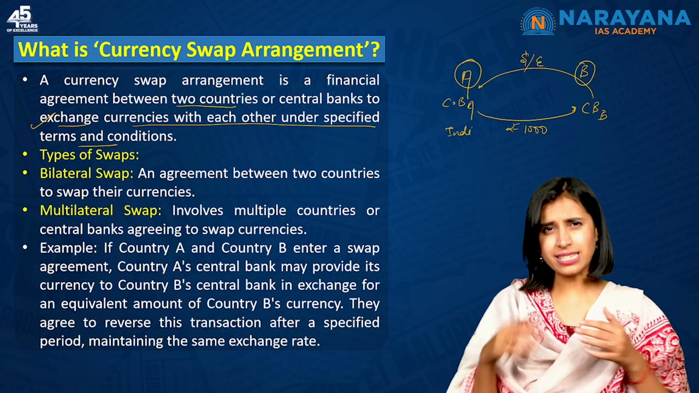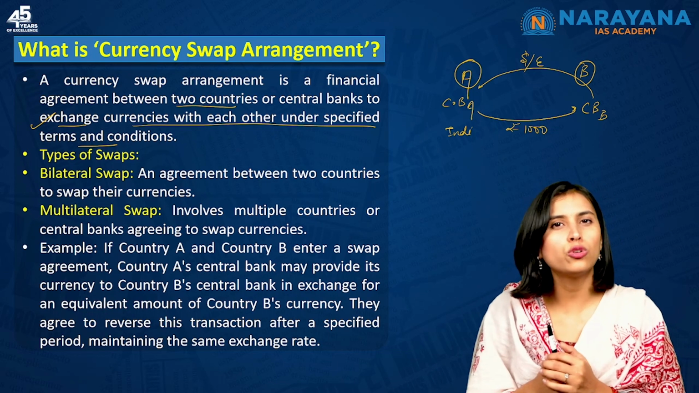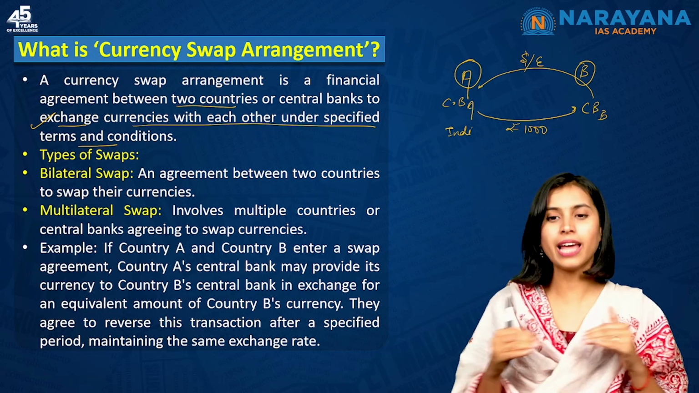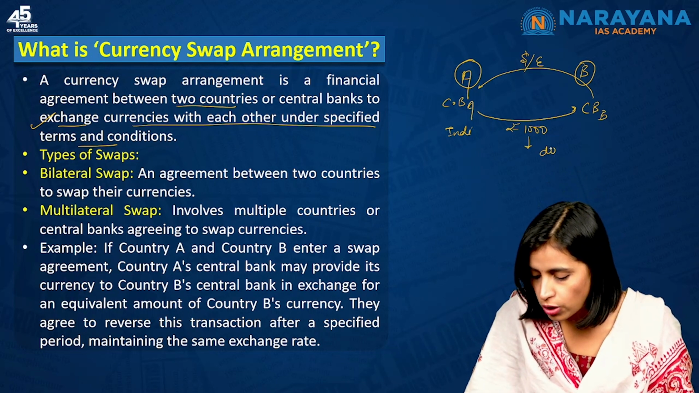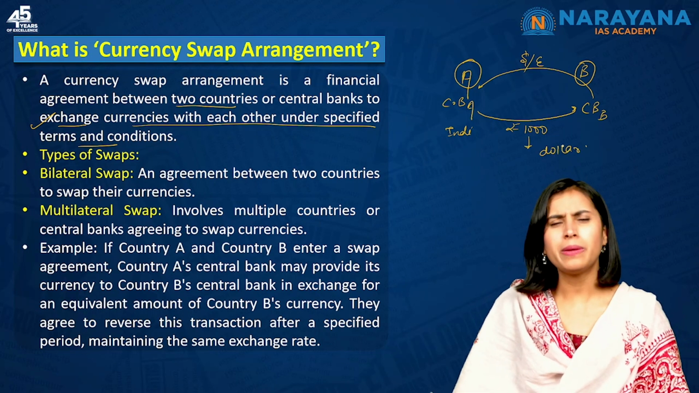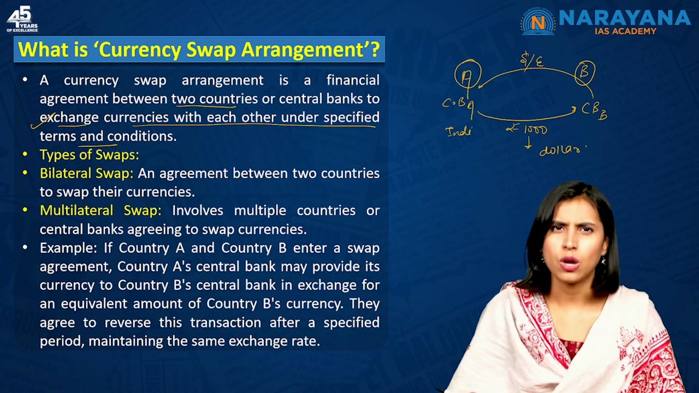Now, this is done to facilitate trade between the two countries, because in the event of not having a currency swap agreement, all the trade may be done in terms of dollar, right? Because maybe country B is Poland. What will Poland do?